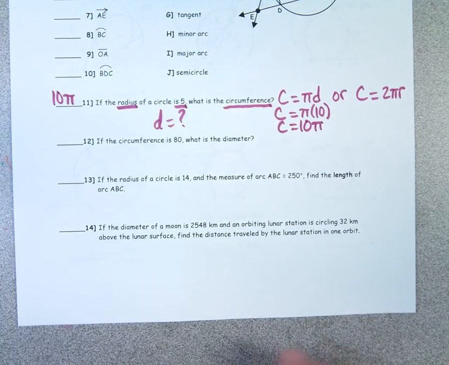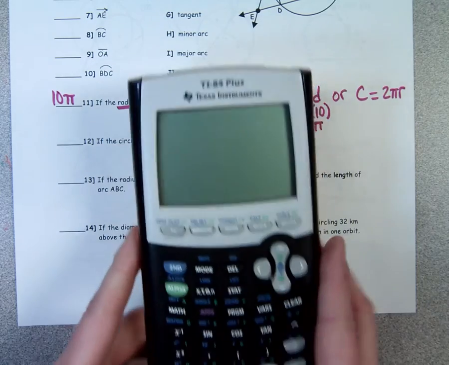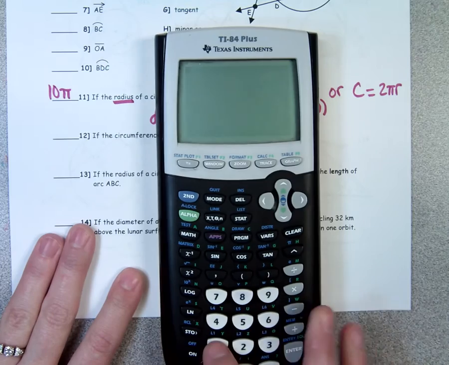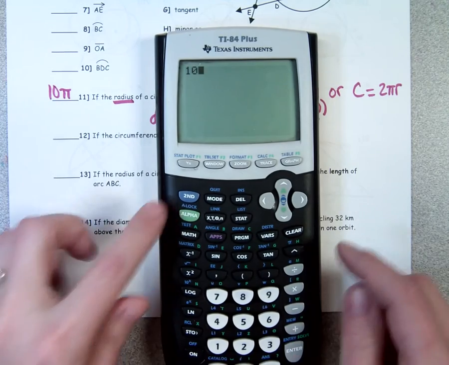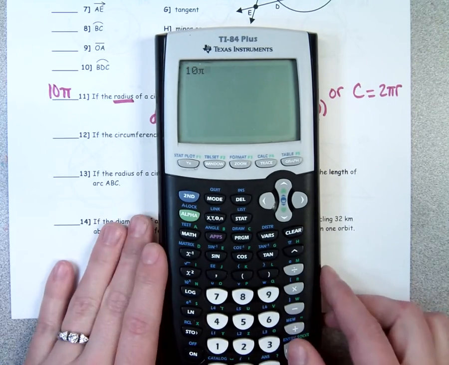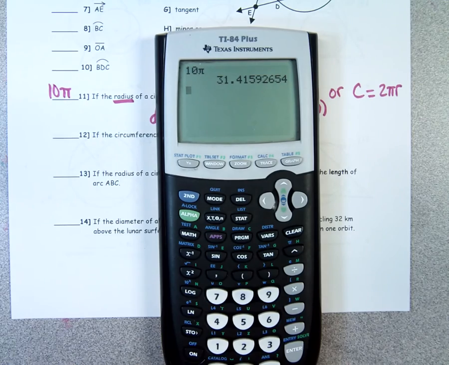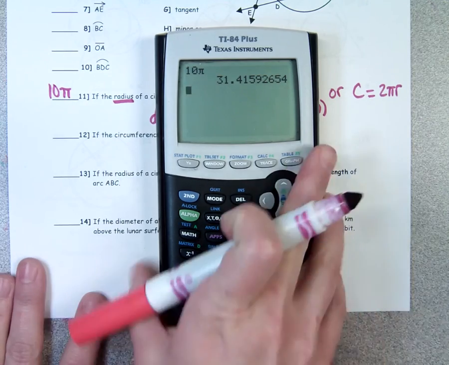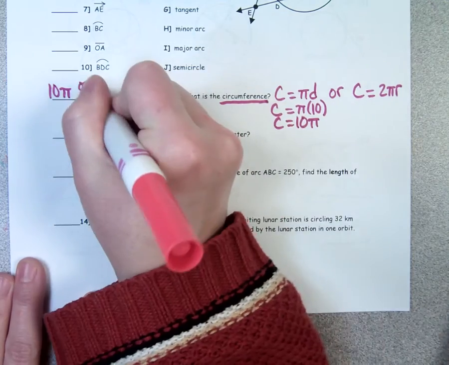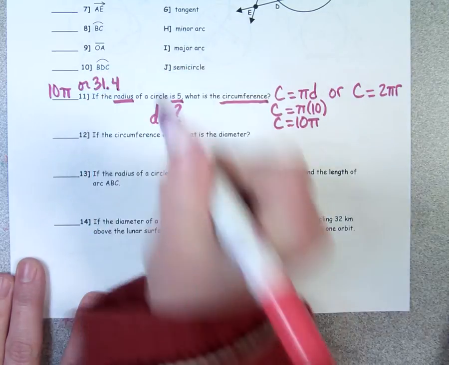Now, if you put 10 pi in the calculator, I'm just going to do that for you real quick. I'm going to use the pi button. So second, and then the caret symbol. And if you round that to the tenths, it would be 31.4. So either 10 pi or 31.4.